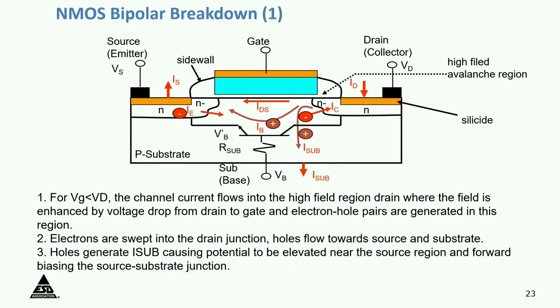So what happens when the substrate potential is 0.7 volts and the source potential is 0? You have a PN junction here, a diode, and a forward biasing of this junction. This base to emitter junction gets forward biased. So now that initiates the bipolar conduction of this device.